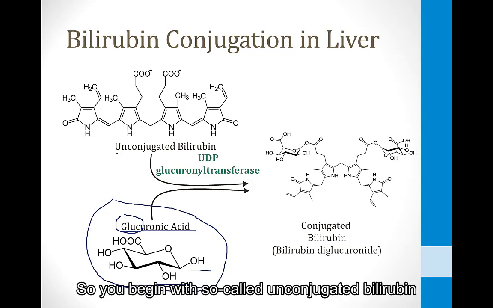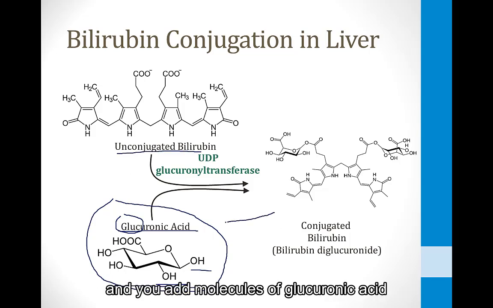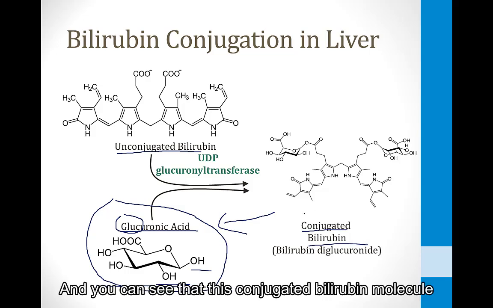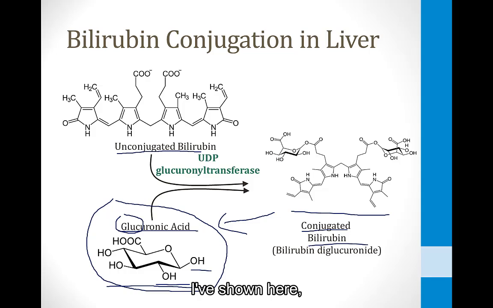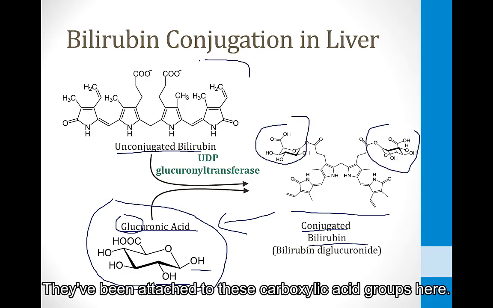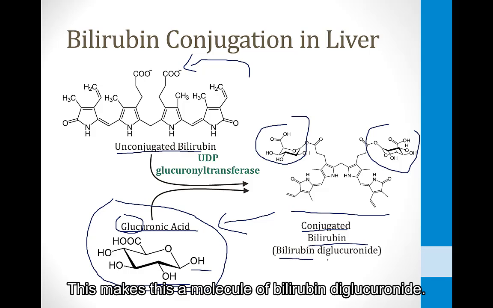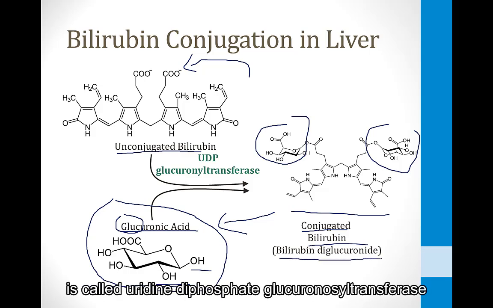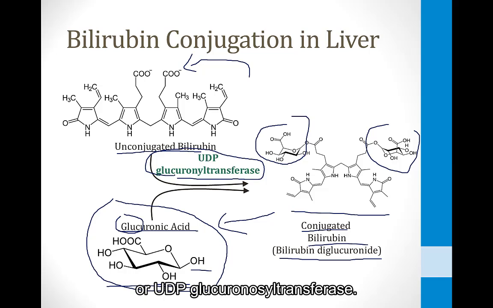So you begin with so-called unconjugated bilirubin, and you add molecules of glucuronic acid to create conjugated bilirubin, which is now soluble in water. And you can see that this conjugated bilirubin molecule I've shown here has 2 molecules of glucuronic acid attached. They've been attached to these carboxylic acid groups here. This makes this a molecule of bilirubin diglucuronide. The enzyme that catalyzes this reaction is called uridine diphosphoglucuronyl transferase, or UDP glucuronyl transferase.